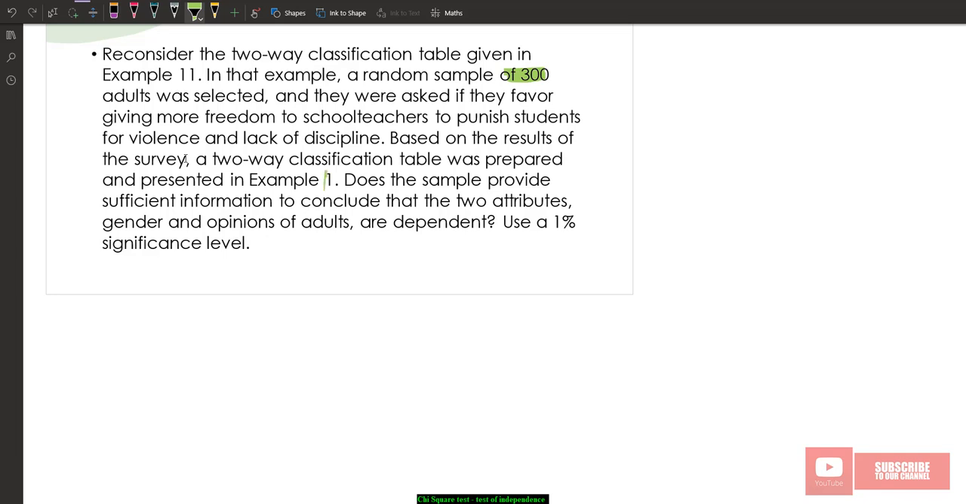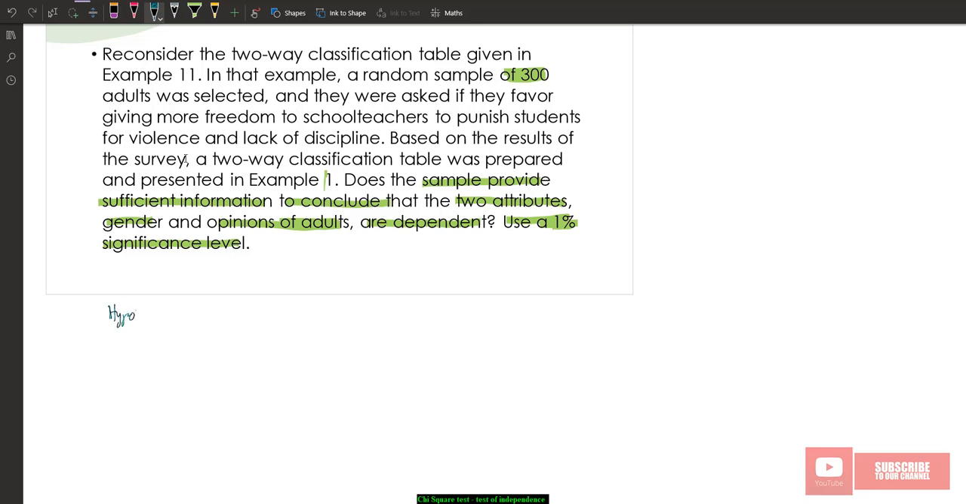This is example number 11. Does the sample provide sufficient information to conclude the two attributes, gender and opinion of adult, are dependent, are related? So we are using 1% level of significance. So now this is how we do the hypothesis testing.